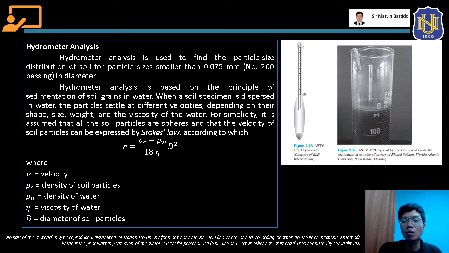In hydrometer analysis, we use a hydrometer. This is the hydrometer. It has a reading from 0 to 60. What we are going to do is submerge this hydrometer in the water containing the soil sample that we put in. It will give corresponding readings at different time intervals. The reading that we get has an equivalent length L. The length L is tabulated, so we can see it in a table.